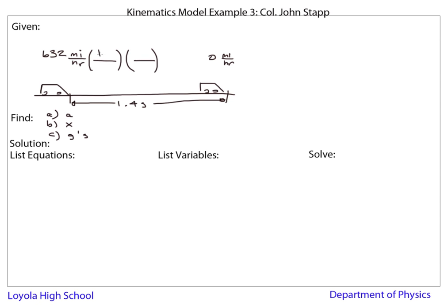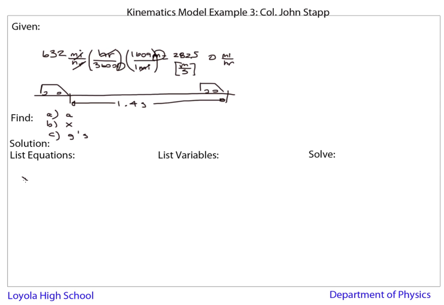To get rid of the hours, I know that 1 hour is 3,600 seconds. And I know that 1 mile is 1,609 meters. So the hours will cancel, the miles will cancel, and I'll be left with meters per second. And this comes out to 282.5 meters per second. I'll do that little conversion right here in the beginning so we can take care of that.